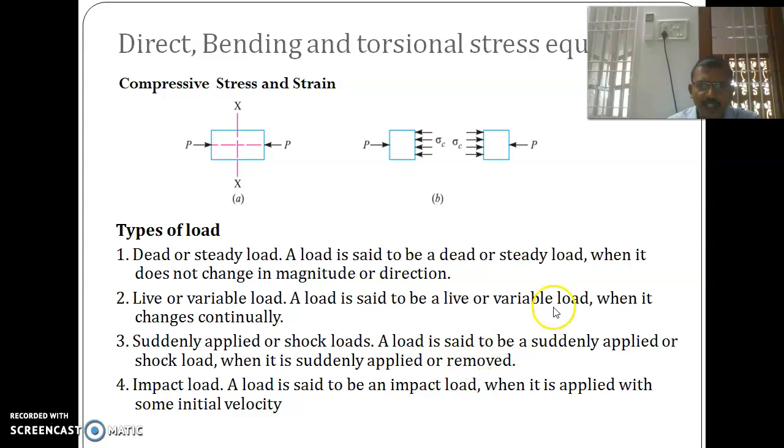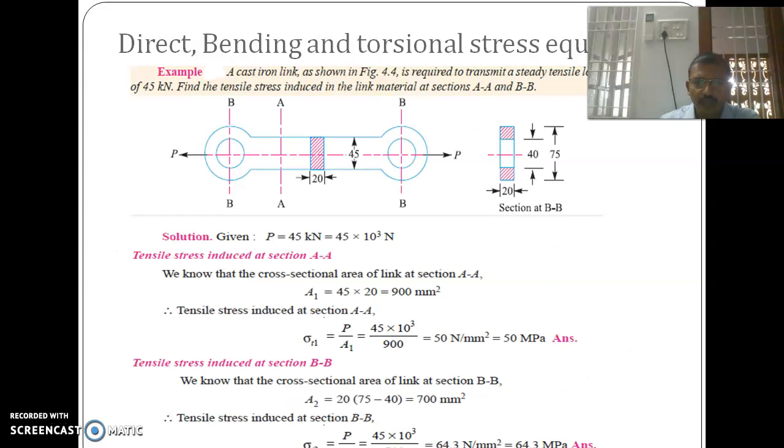Suddenly applied or shock load: when a load is applied suddenly, it is called a suddenly applied load. And impact load: when a load is applied with a velocity, it is called an impact load.